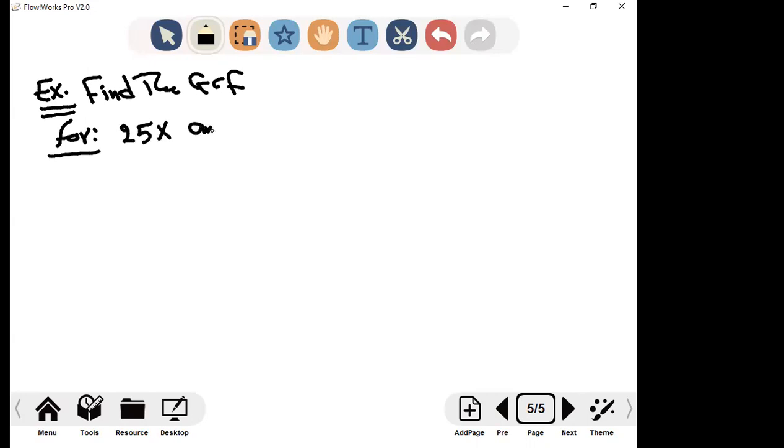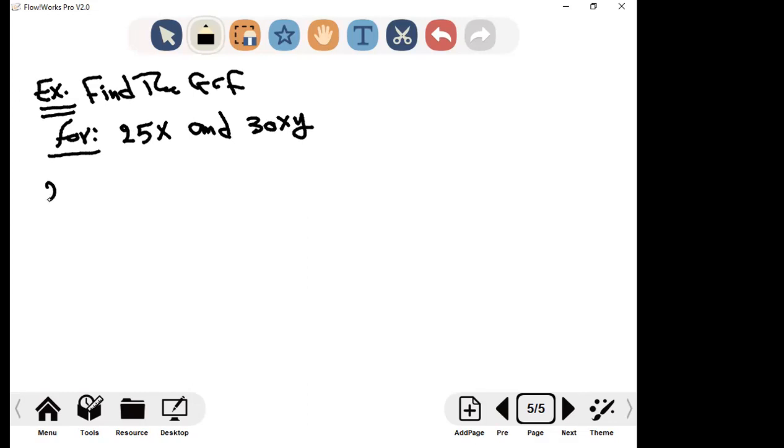25x and 30xy. Two algebraic expressions, right? Is this a monomial? Yes. Is this a monomial? Yes. We have two monomials and we're going to find the GCF.